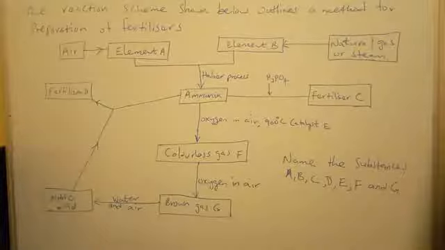The first, the reaction scheme shown below outlines a method for preparation of fertilizers. We have air, element A, element B, natural gas, Haber process, ammonia, fertilizer C, catalyst E, colorless gas F, oxygen, and that. We'll draw the flowchart very fast that we may discuss it.